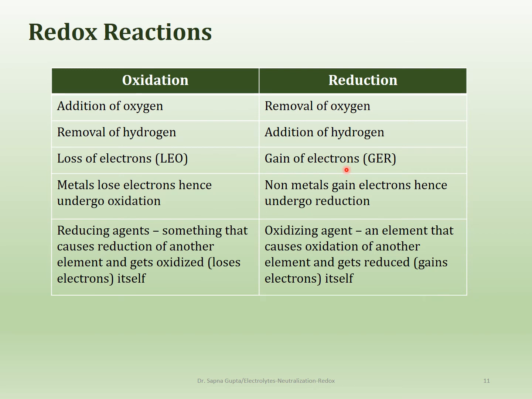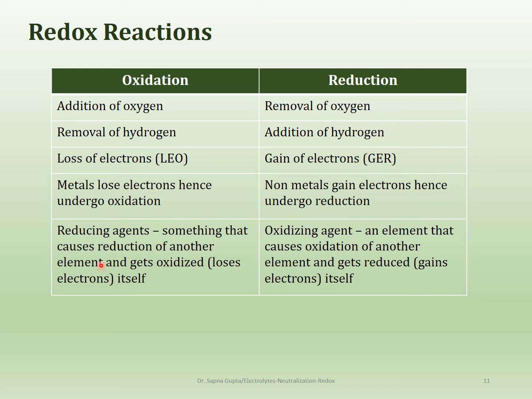Now, a few other things that you need to know is that metals will always lose electrons. Remember, we've talked about this in chapter 2 also. So on the left-hand side of the periodic table where we have all the metals, they will always lose electrons and therefore will always undergo oxidation. The non-metals, on the other hand, will always gain electrons and therefore they will undergo reduction.